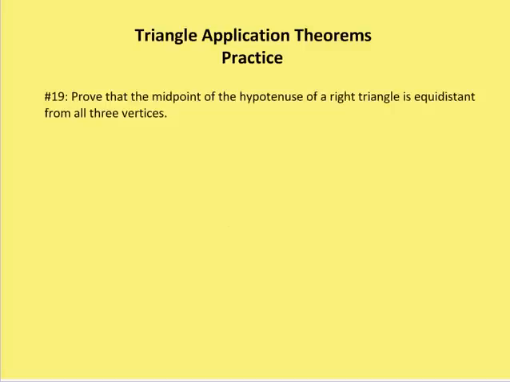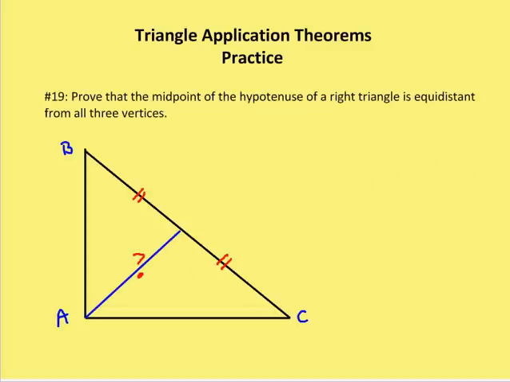All right, number 19. We're going to prove that the midpoint of the hypotenuse of a right triangle is equidistant from all three vertices. Let's draw the diagram first and talk about how we're going to complete this proof. I can say that BD is congruent to DC by definition, since D is the midpoint of the hypotenuse. So we need to find out if AD is congruent to BD and DC.